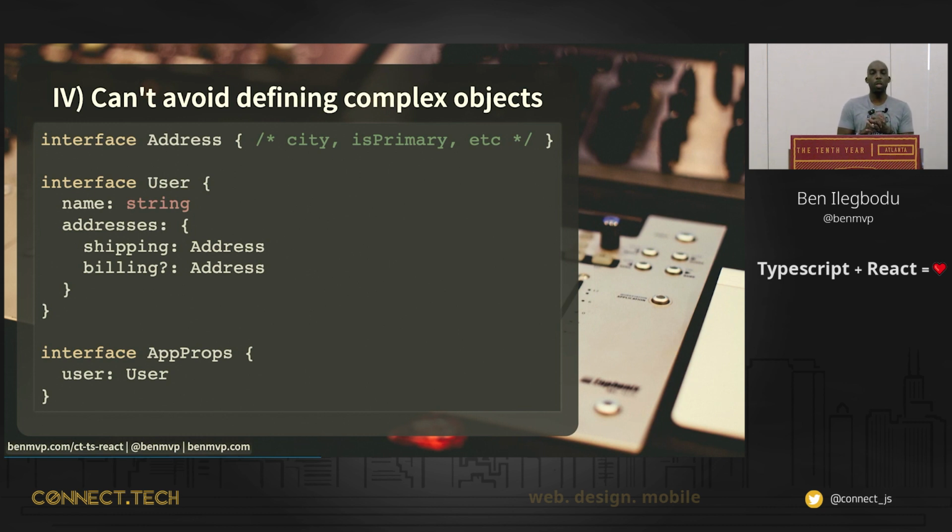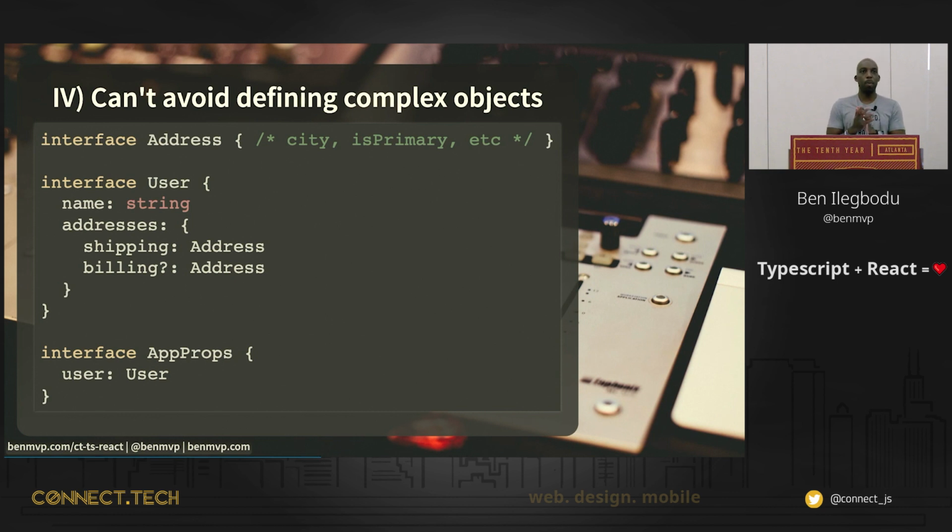And typically we use PropTypes.shape to define the structure of an object when we really mean PropTypes.exact, when we want to warn that there are extra properties. So here we have app props. And it has one property, right? It has one property called user. But user itself is a complex object, and it's defined here with another interface. And the interface name is user.